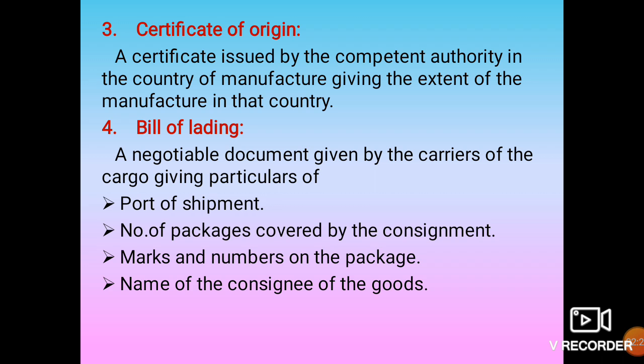Number of packages covered by the consignment: they must mention in that bill how many packages are sent to the consignee. Marks and numbers on the package: the shipper marks his packages with some information identifying the shipment so that the consignee can know what the shipment is. The marks and numbers can have the consignee's name and address. Name of the consignee of the goods: the consignee is the party to whom ownership of the goods will transfer when the cargo is released at the destination. A consignee must be named on a bill of lading.